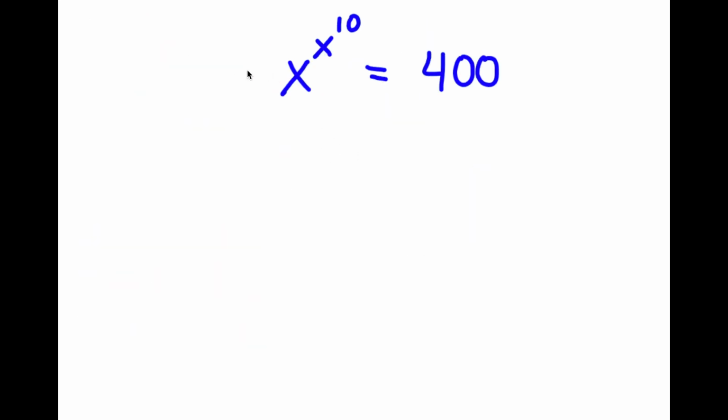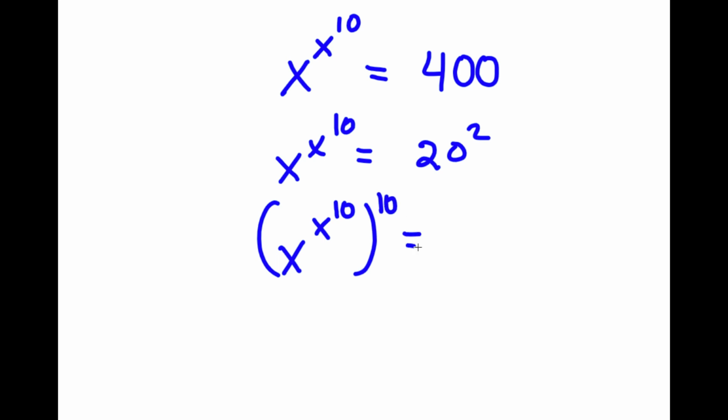Alright, so in this problem, I have x to the power of x to the power of 10 is equal to 400. So to start, I'm going to rewrite 400 as 20 squared. And now I'm going to take the power of 10 on both sides. So now I have x to the power of x to the power of 10 to the power of 10 is equal to 20 to the power of 2 to the power of 10.